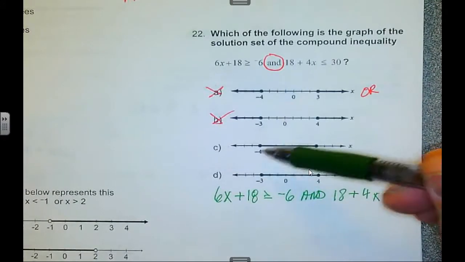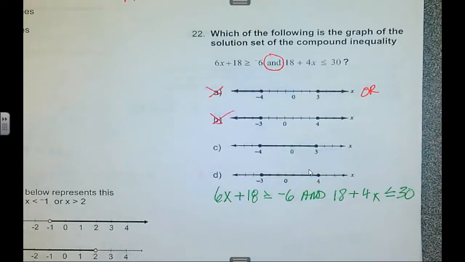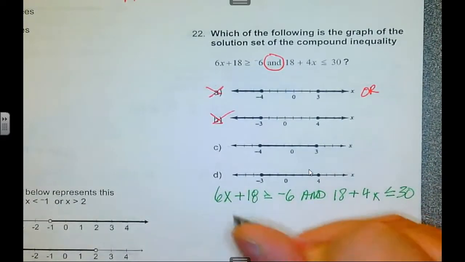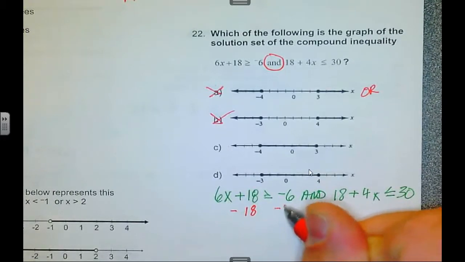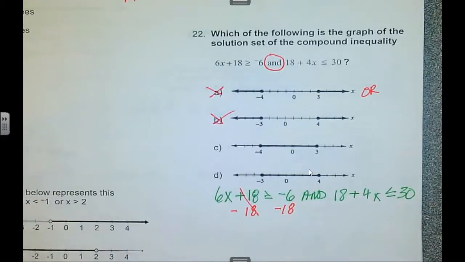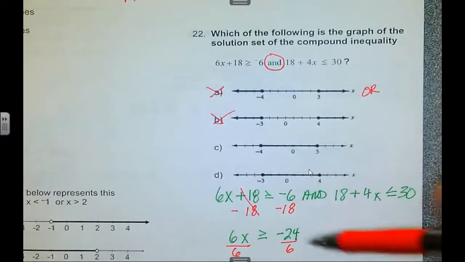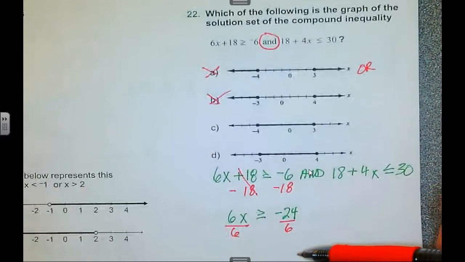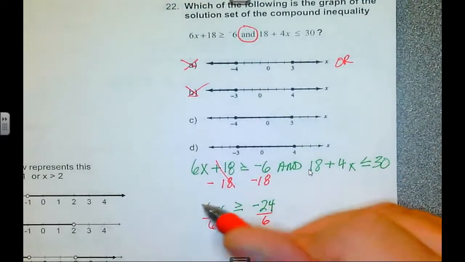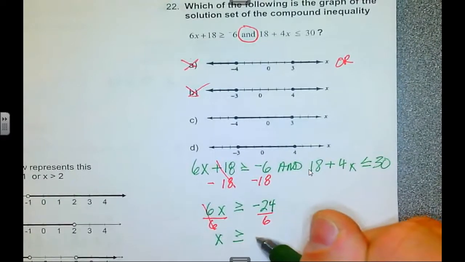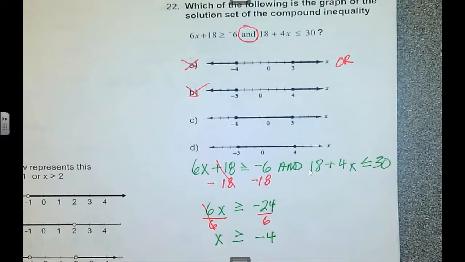These are the same graphs, except this is a negative 4, this is a negative 3. So if I just work with that negative number, find out what the negative is, I only have to do one side of this. So I'm going to subtract 18 from both sides. So I get 6x is greater than or equal to negative 24. And then I'm going to divide by 6. Now, it's okay to divide a negative number by a positive number. I don't have to flip the sign. It's only when I'm dividing by a negative number do I flip. So x is greater than or equal to negative 4. So what's my answer? C.